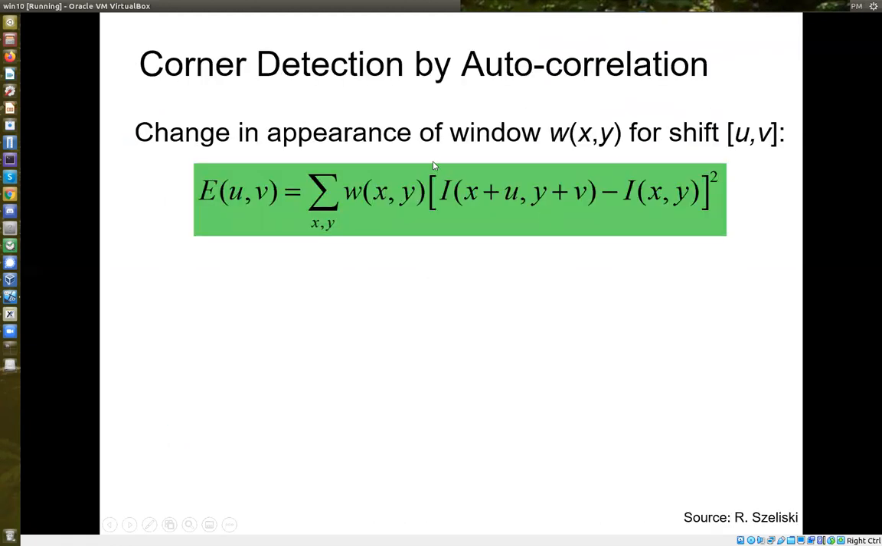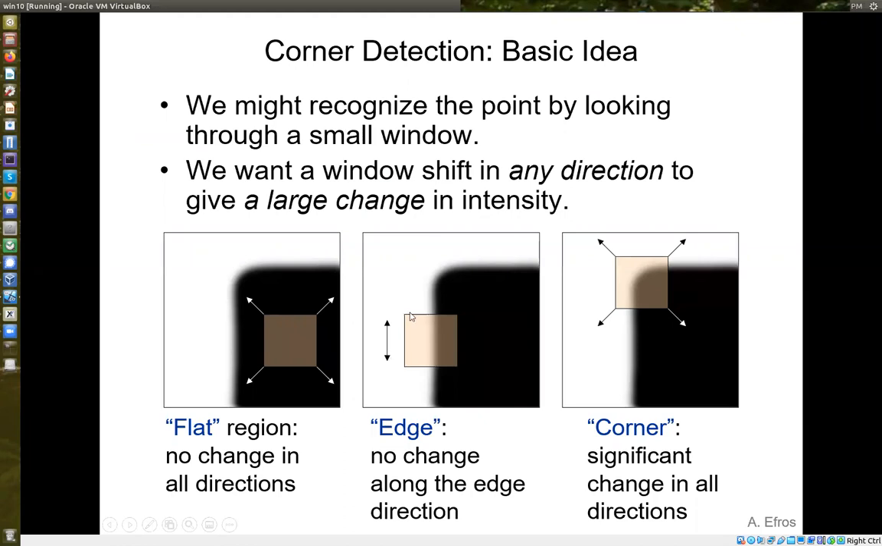And so what corresponds to corners? One way to quantify a corner is to look at how the values inside a window change if I move this window around. If I have a flat region and I move this window around, the values inside will not change. If it's all black, no matter how I move around, the values inside this window will be the same.